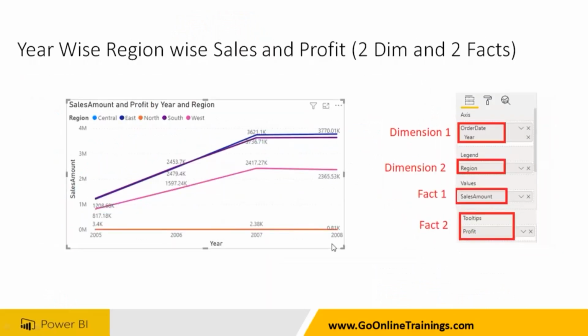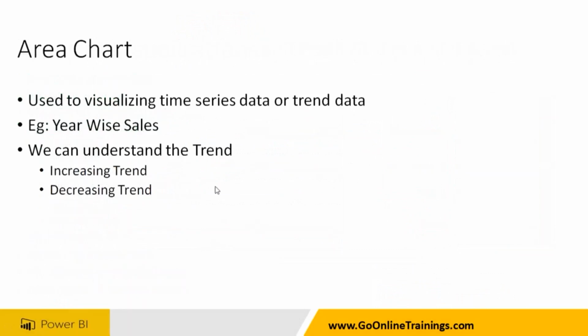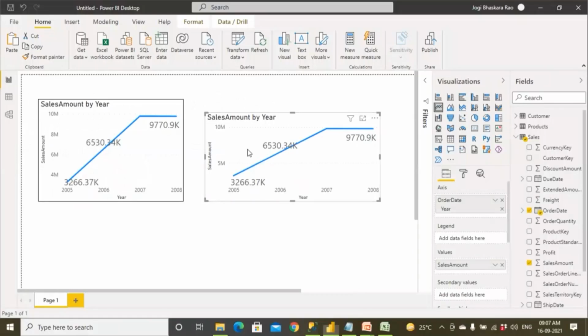All these things we discussed: year-wise, region-wise, sales and profit, two dimensions, two facts. So tooltip we can have, right? The next one I'm talking about is area chart. What is area chart? Let us understand. It is used for visualizing time series data or trend data. Year-wise sales, I would like to use it. Same, but the only difference is that it is going to be filled.